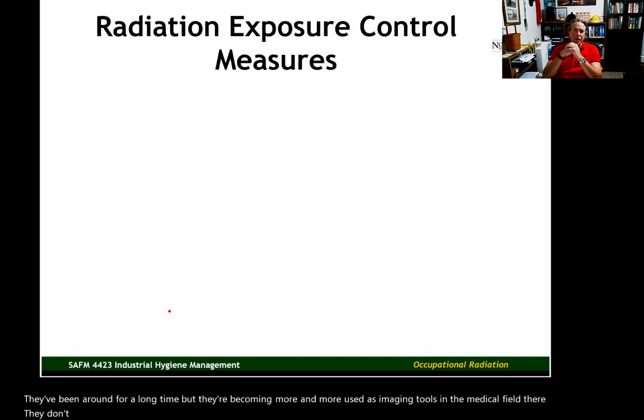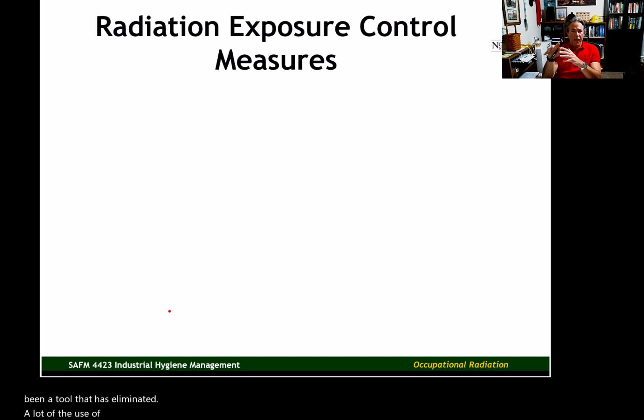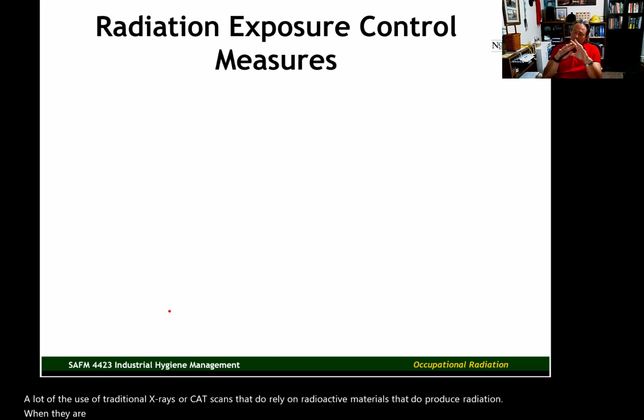They're not a source of radiation. They do not use radioactive materials for the images they produce. So an MRI has been a tool that has eliminated a lot of the use of traditional X-rays or CAT scans that do rely on radioactive materials that do produce radiation when they are used. So if we can, we eliminate radiation, but a lot of times that's not going to be possible.